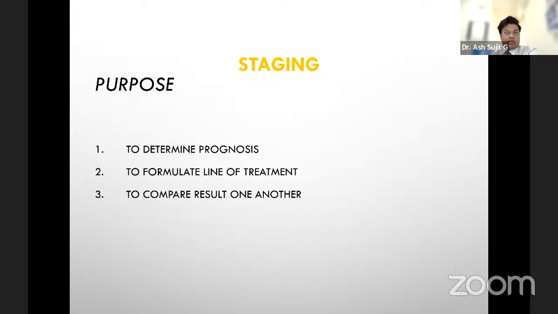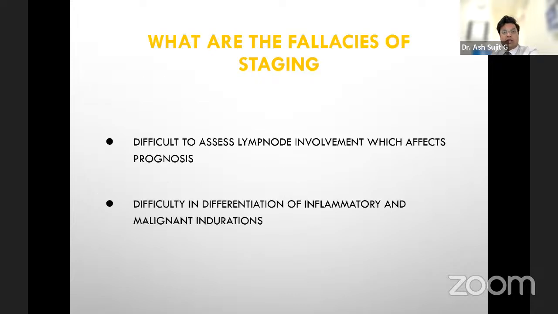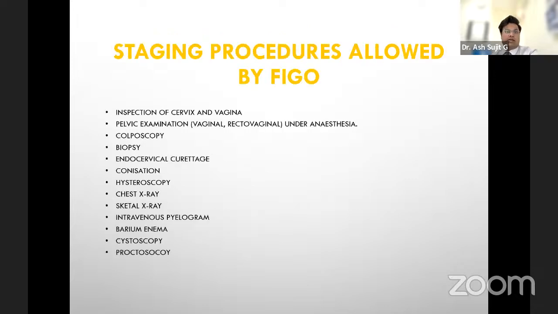So when you need to stage, you need to find out the prognosis of the patient, how to formulate the line of treatment, and to compare the result to another. But it's very difficult because we don't usually get access to the lymph nodes, and it's difficult to differentiate inflammatory and malignant involvement at times, and then you might be overtreating an inflammatory cause, considering that it might be malignancy. So the following staging procedures are allowed by FIGO, which we have already discussed, considering the investigations or the procedures that you can be doing.